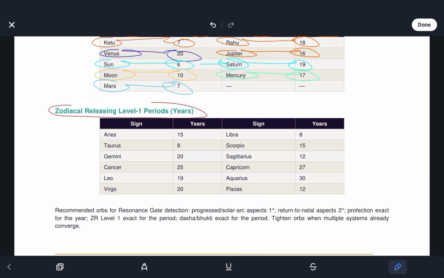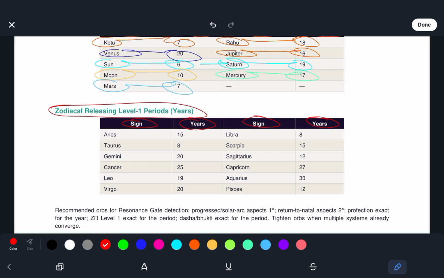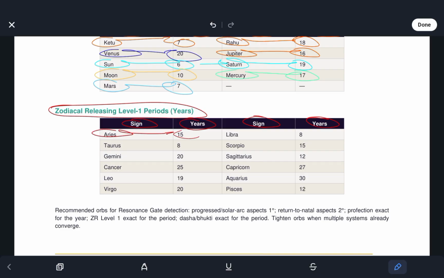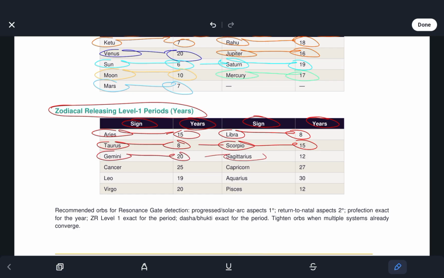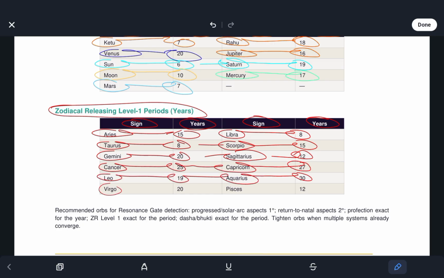So zodiacal releasing level 1 periods in years, we look at the sign and years. So we see Aries, 15; Libra, 8; Taurus, 8; Scorpio, 15; Gemini, 20; Sagittarius is 12; Cancer is 25; Capricorn is 27; Leo is 19; Aquarius is 30; and Virgo is 20; Pisces is 12.